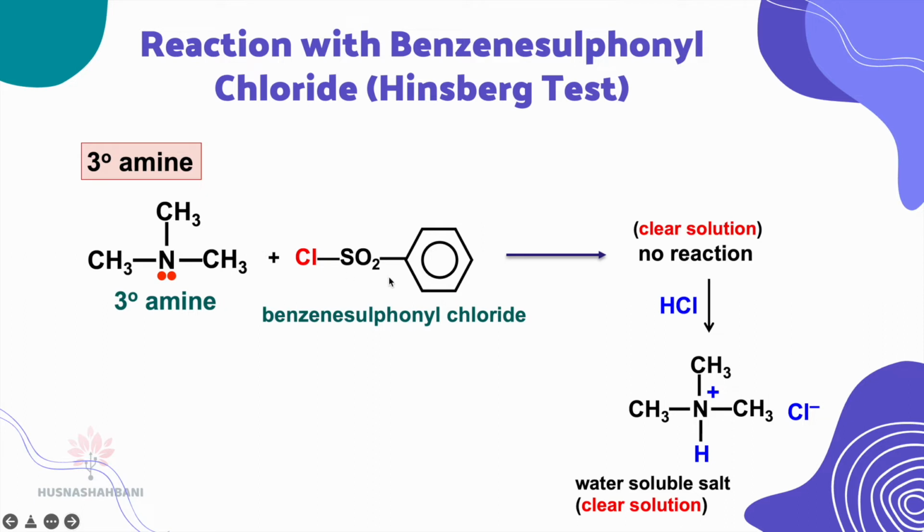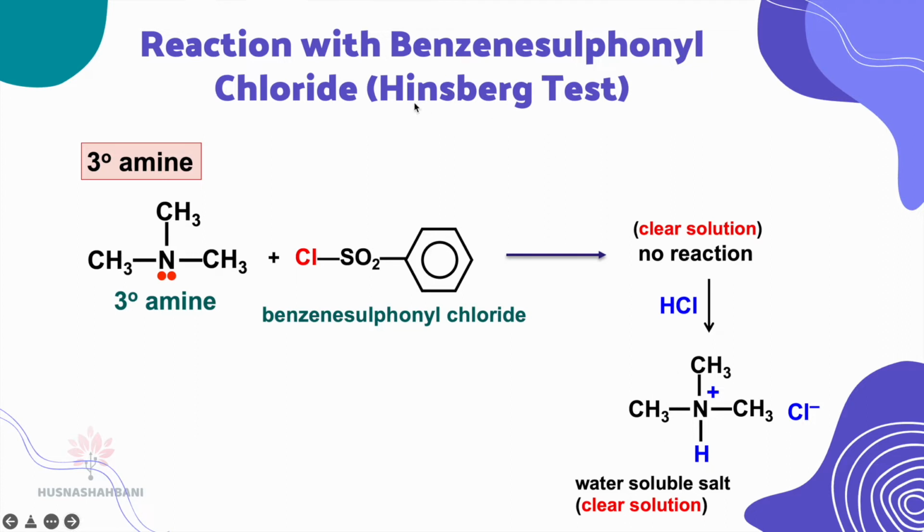And then no reaction with excess KOH, add the HCl. When you add the HCl for tertiary amine, this N will be bonded to the hydrogen, Cl minus. Clear solution. So all clear solution for tertiary amine.